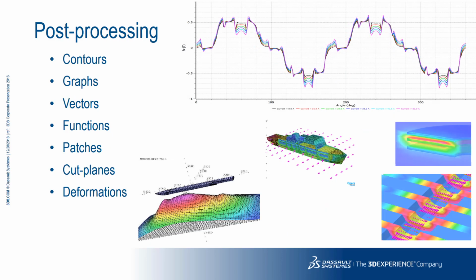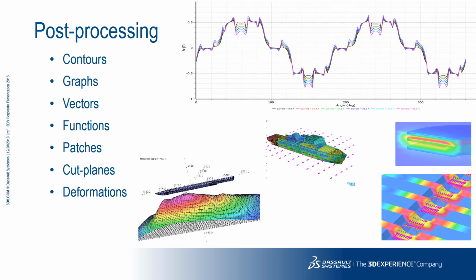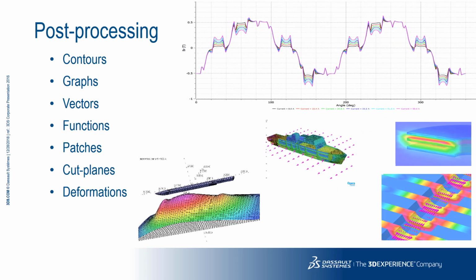Opera's post-processor offers the user all of the functionality necessary to make informed design decisions from interrogation of the results database. It offers, amongst other things, contours, graphs, vectors, patches, cut planes, and deformed shapes.